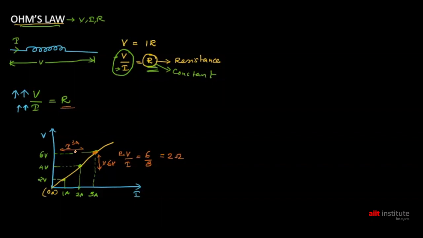If you check any of these points, you will get a constant R. You can check here also. So here the voltage is 4 and the current is 2 ampere, so R is equal to 4 by 2, which means 2 ohm. Similarly, at this point the voltage is 2 and the current is 1 ampere, so 2 by 1 is equal to 2 ohm. So throughout the straight line, we will get the same value of R, right? Just because it's a straight line.